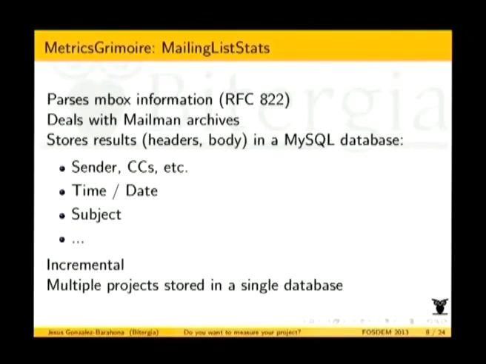and multiple projects can be stored in a single database for those projects that have different mailing lists and you want to analyze them together. By the way, that's something that I forgot. The same happens with CVSAnalY and Bicho. Both can also analyze several trackers in the case of Bicho and several repositories in the case of CVSAnalY in the same database, so that you can do cross queries and things like that easily.